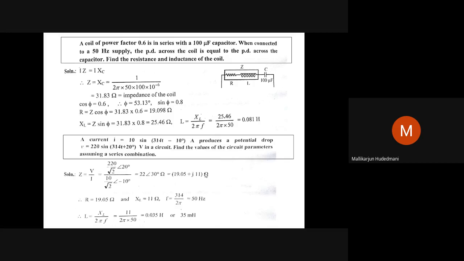The potential across the coil is equal to the potential across the capacitor. A situation is given: V coil is equal to V capacitor. Find the resistance and inductance of the coil. R and L of the coil you have to determine. See here, it is just an improved depth of problem. Here it is not given directly. Everything is given conceptually and you have to apply it to the real-time problem and extract the data which is required.